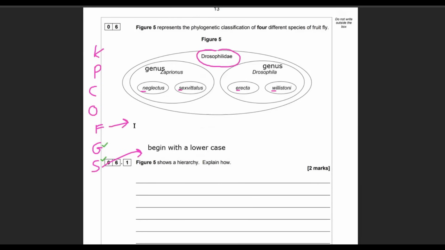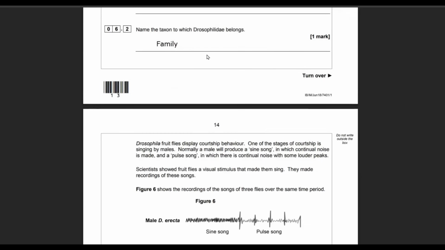And this diagram is not showing us the order, the class, the phylum, or the kingdom. So I would say that Drosophilidae is the family. Okay, family, there we go. Bosh.